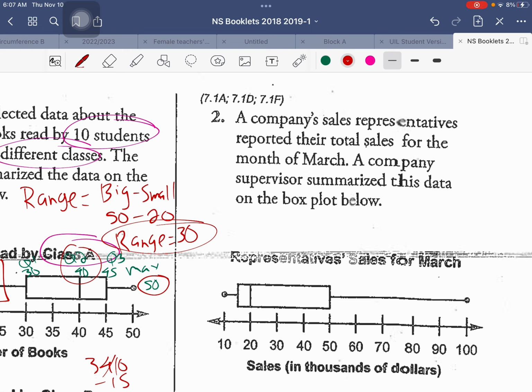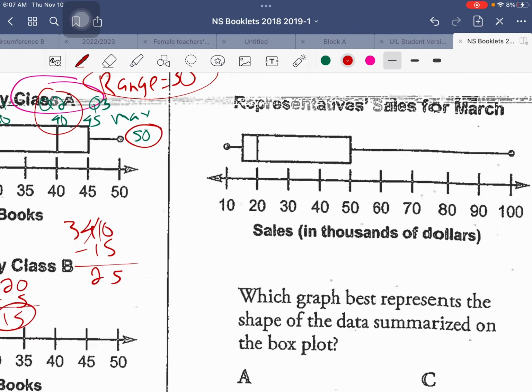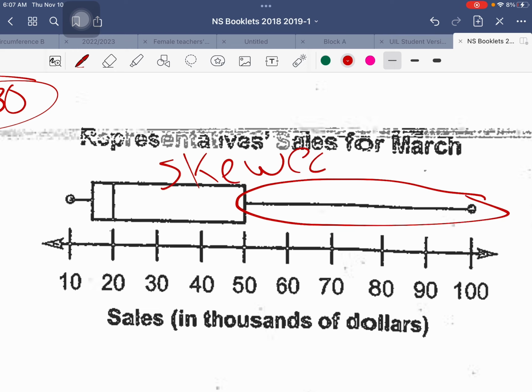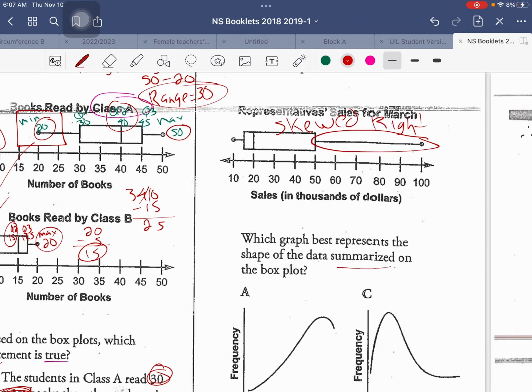Now, number 2. A company's sales representatives reported their total sales for the month of March. A company supervisor summarized this data on the box plot below. So, I want you to look at this. There's going to be a few that are going to be this easy. Is this symmetrical, skewed left, skewed right, or not skewed at all? Well, let's look at the tail. This means this is skewed what? Right, exactly.